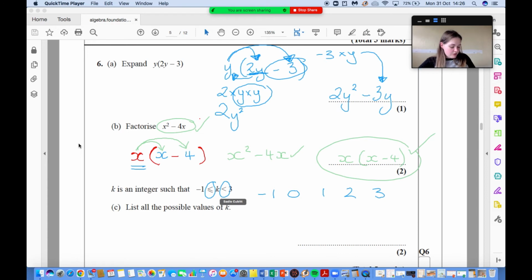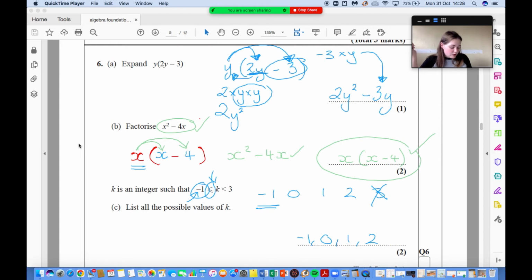So the first one is less than or equal to, which means that it could be minus 1, but it cannot be minus 2 or minus 3, because minus 1 is our first number. But it says less than 3. It cannot include 3. So even though it's between minus 1 and 3, it can't include 3. So it could be minus 1, 0, 1, or 2, but it cannot include 3.